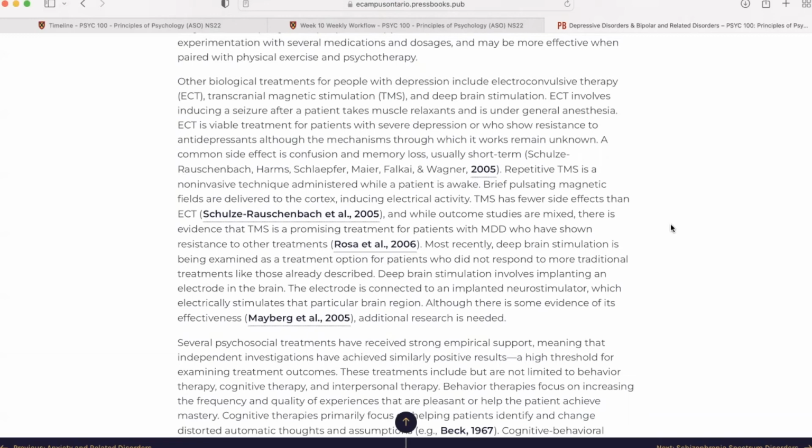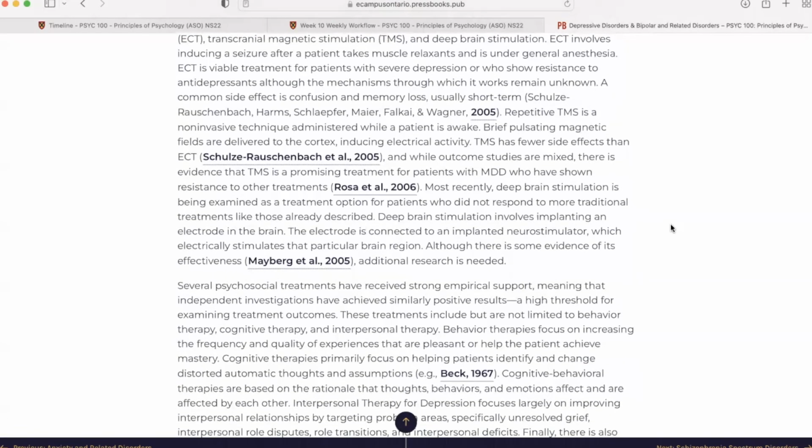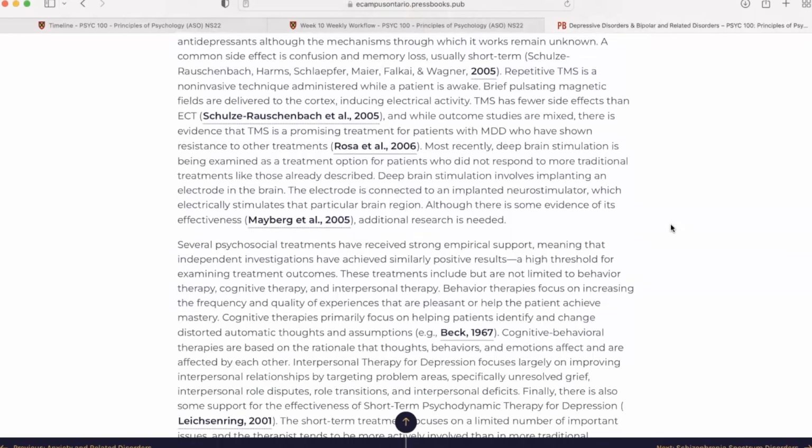Repetitive TMS is a non-invasive technique administered while a patient is awake. Brief pulsating magnetic fields are delivered to the cortex, inducing electrical activity. TMS has fewer side effects than ECT, and while outcome studies are mixed, there's evidence that TMS is a promising treatment for patients with MDD who have shown resistance to other treatments.